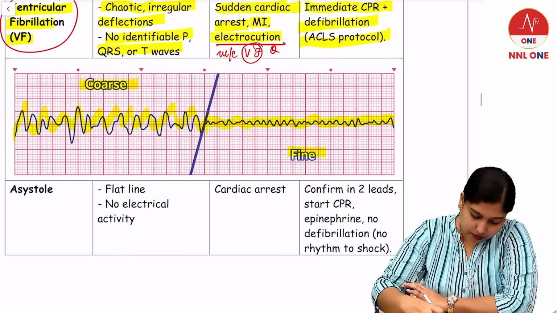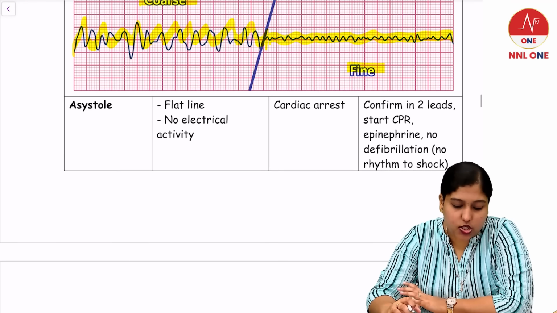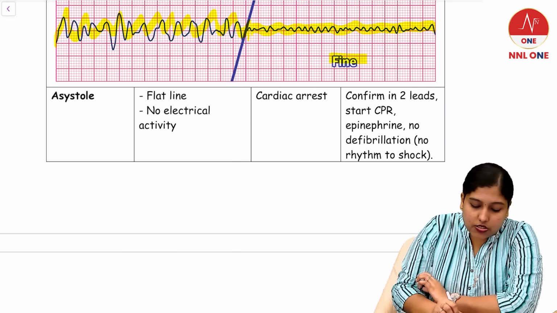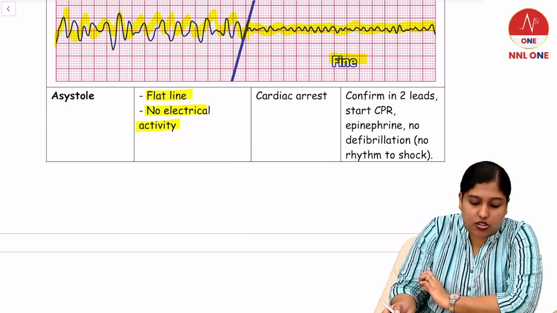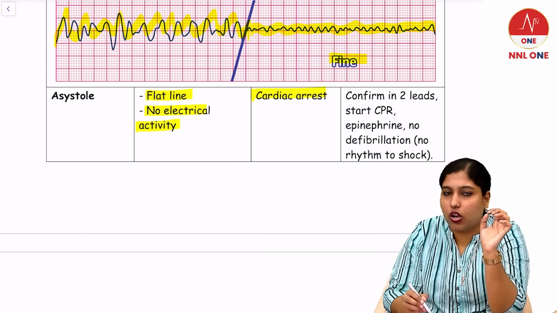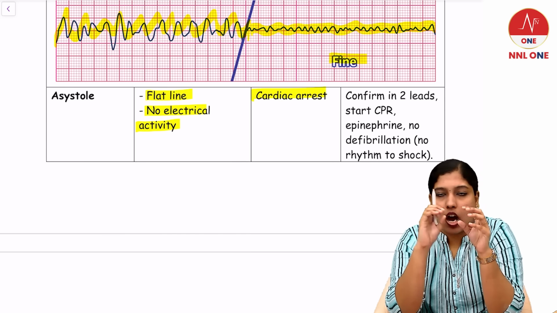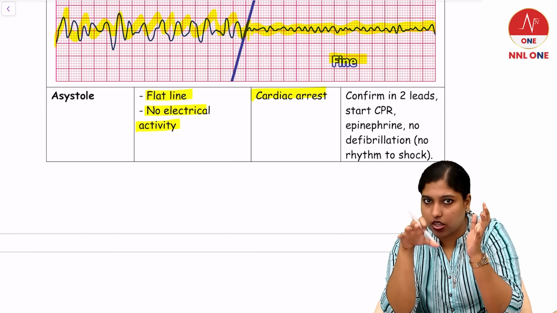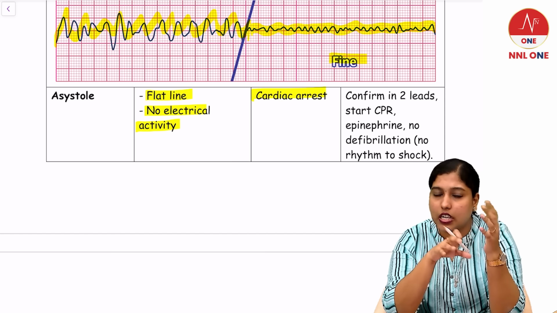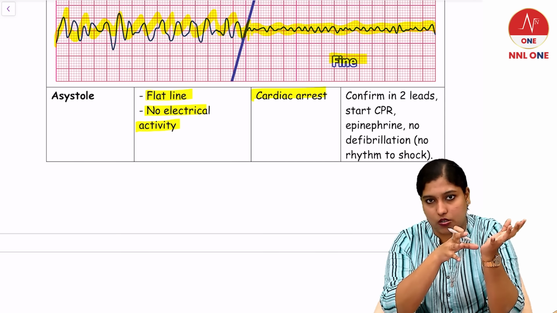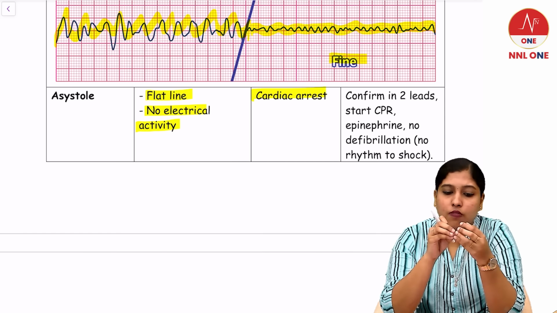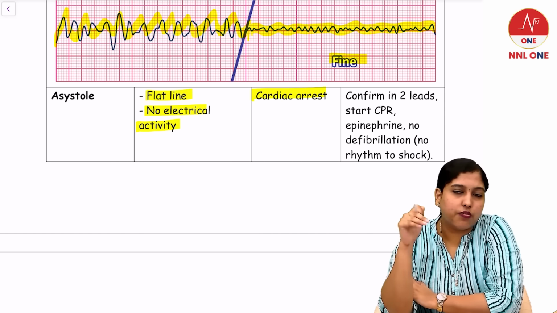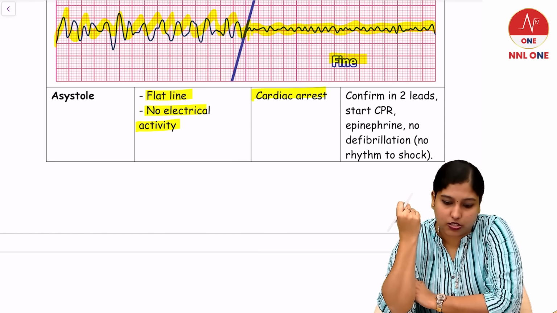Next we have asystole. Asystole means absence of pulse. There is no electrical activity, a flat line, in cardiac arrest. Always remember two conditions: heart attack and cardiac arrest. Cardiac arrest is a problem in the conduction system of the heart, that is, the electrical impulse generation. On the other hand, heart attack is because of a problem in the coronary arteries. When there is a block in the coronary arteries, it leads to myocardial infarction and ischemia. But cardiac arrest is a different condition where the heart stops because of the absence of electrical impulses.